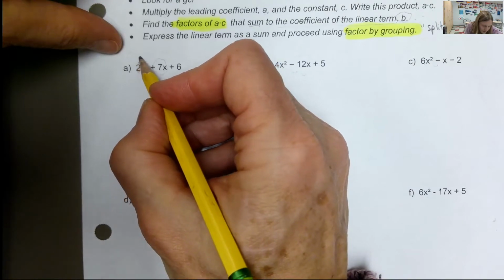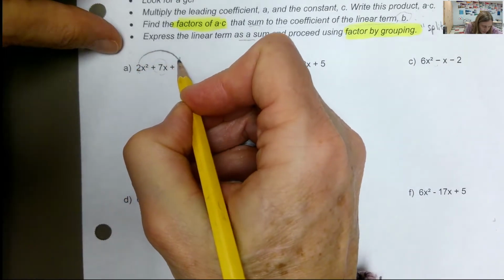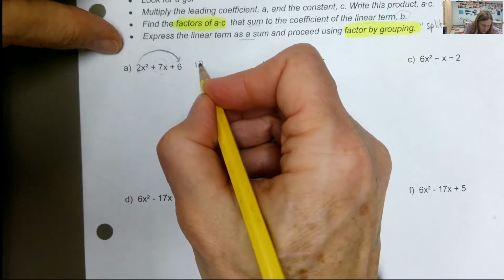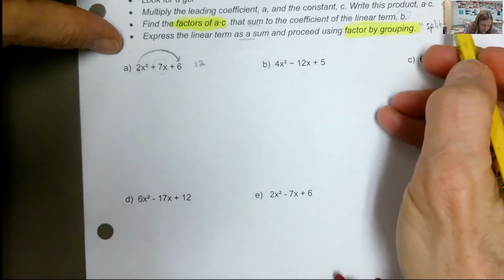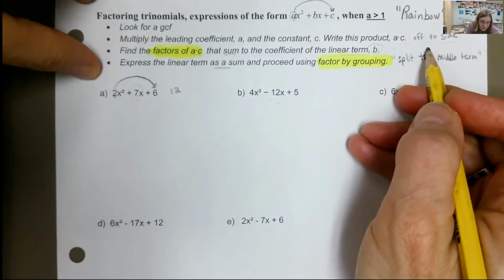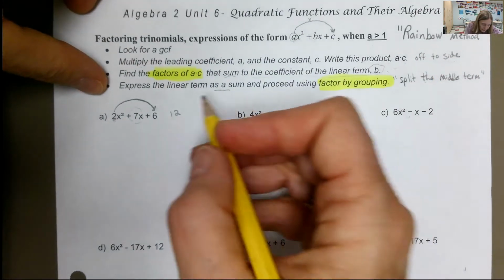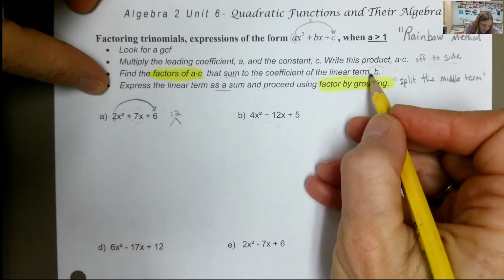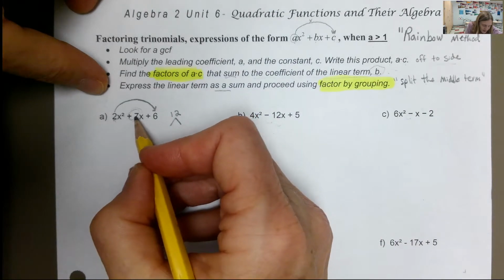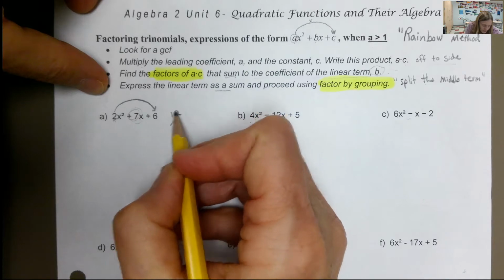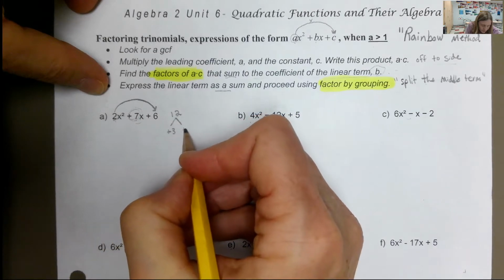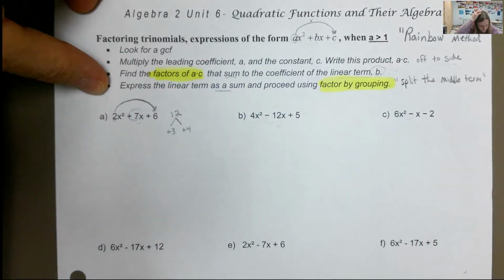So this process says we're going to multiply the 2 times the 6 with the rainbow method, and 2 times 6 is 12. So we're going to write that 12 off to the side, like it says up here. And then we're going to find the factors of this number that add up to the middle number, 7. So what are the factors of 12 that add up to 7? Well, hopefully quickly you can figure out it's 3 and 4, positive 3 and positive 4.